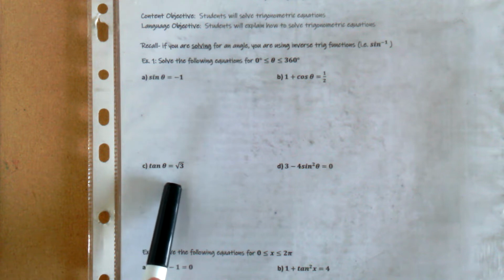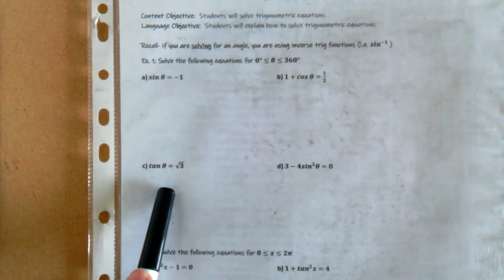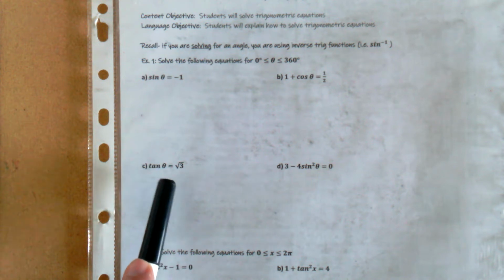Hey everyone, in this video we're going to look at page 47, problem C, tangent of theta equals the square root of 3. So this problem is actually kind of similar to page 42, problem C, because it involves tangent. Remember, the first thing we want to figure out when we're solving these kinds of problems is, what is the definition of tangent?